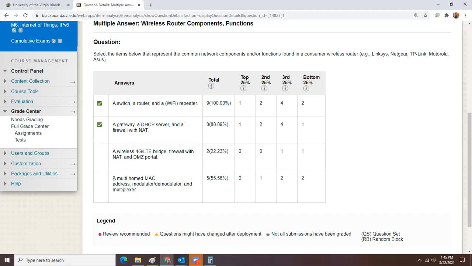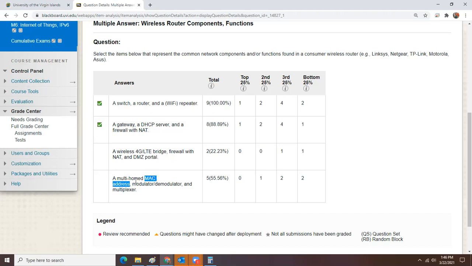We had a few, a multi-homed MAC address, modulator, demodulator, and multiplexer. That was a bogus answer. Modulator, demodulator is a fancy term that means modem. We don't have a modem that's built into the average wireless router that a consumer would purchase. You might have a cable modem, but it would not include multiplexing, and it would not involve a multi-homed MAC address. The device is multi-homed. A specific MAC address is not multi-homed. Let's repeat that. A MAC address itself is not multi-homed.